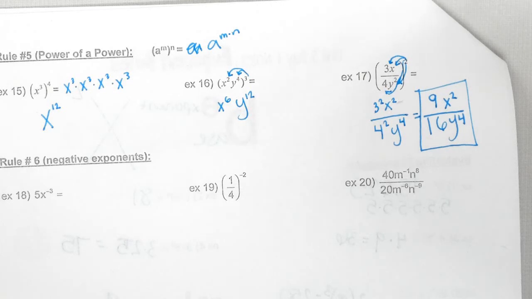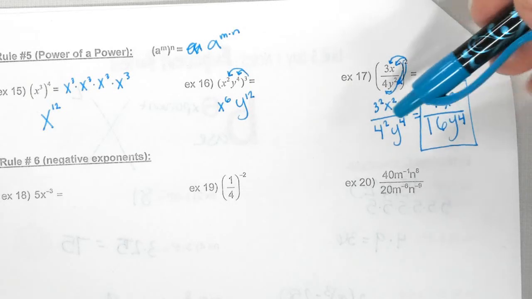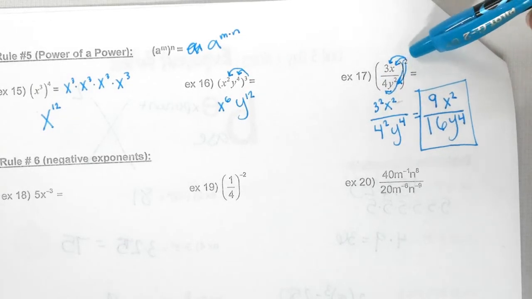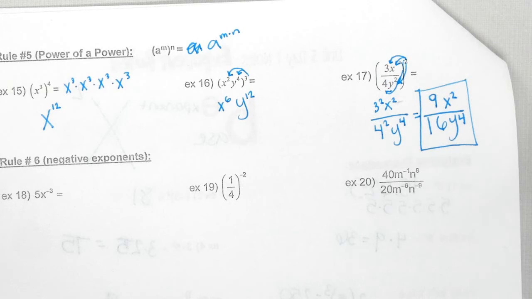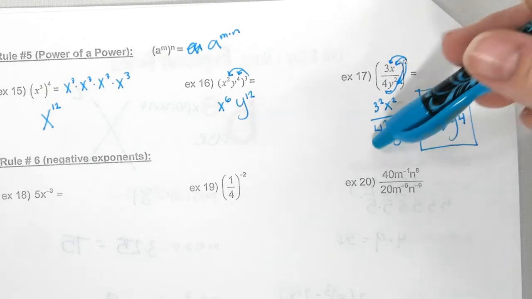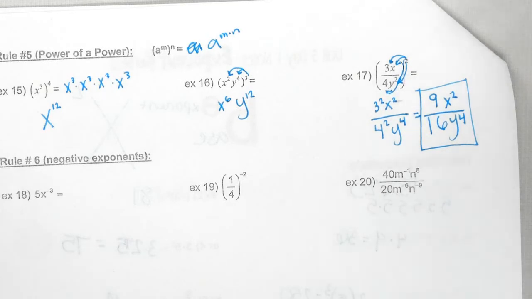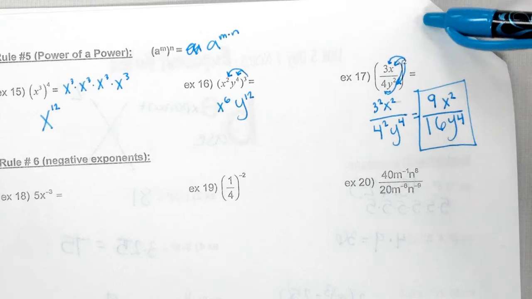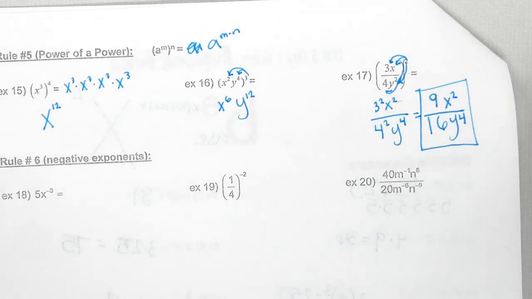How do you get the bottom one first? 4 squared? Because I have to give that 2 to everything on the inside, to the 3, to the x, to the 4, and to the y squared. I did 4 to the second power, 4 times 4. Are you talking about the 16 or the y to the 4th power? It's because there was a 2 already there, and then 2 times 2. Any questions with that?